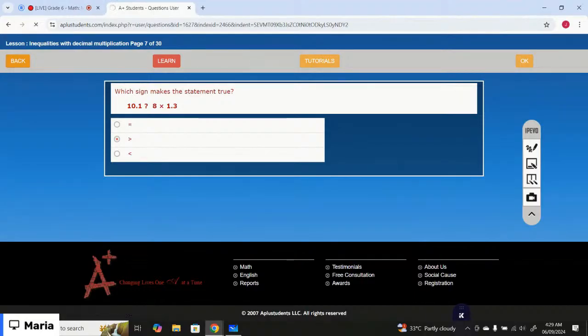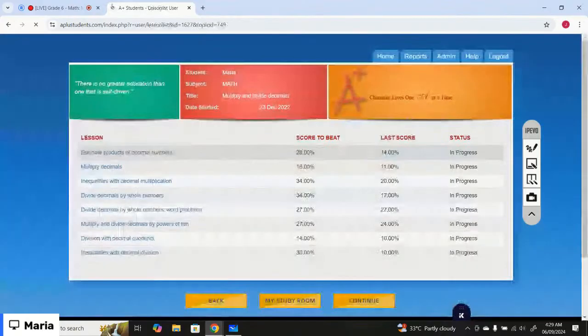Let's just move on to the next lesson. The next lesson is divide decimals by whole numbers. So, let's just start with the lesson.